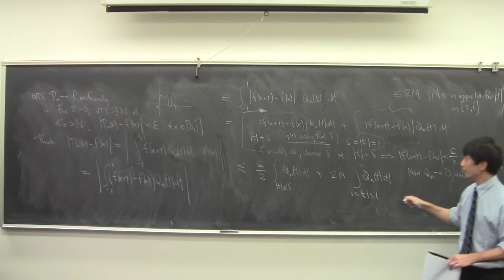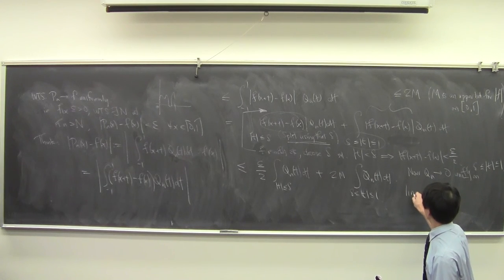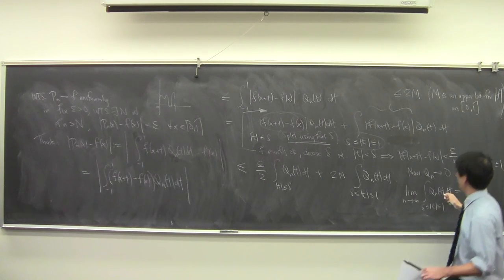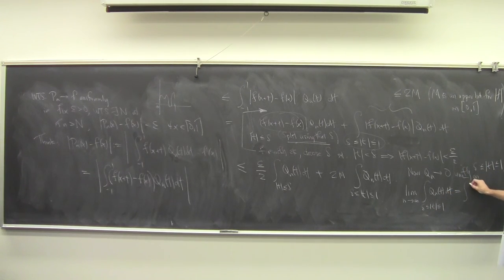Okay, so the limit as n goes to infinity of this integral equals the integral of the limit, but the integral of the limit is 0. The limit of the function is 0. So we get 0.